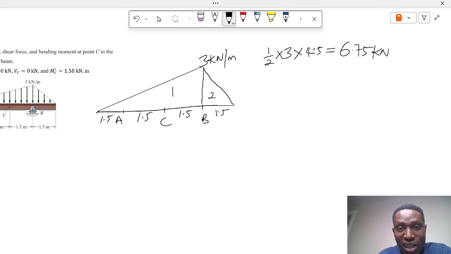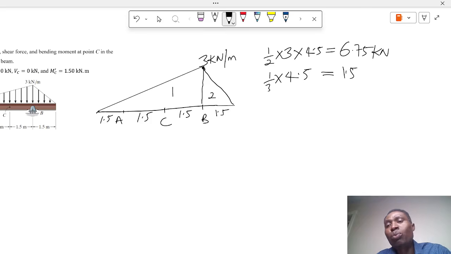And the point where it will act is determined for a triangle. Considering the apex, the point where it will act is given as 1/3 times the total length of the base, which is 4.5, and this will give you 1.5. So it will act at a point 1.5 from the apex. So let us have that in mind.